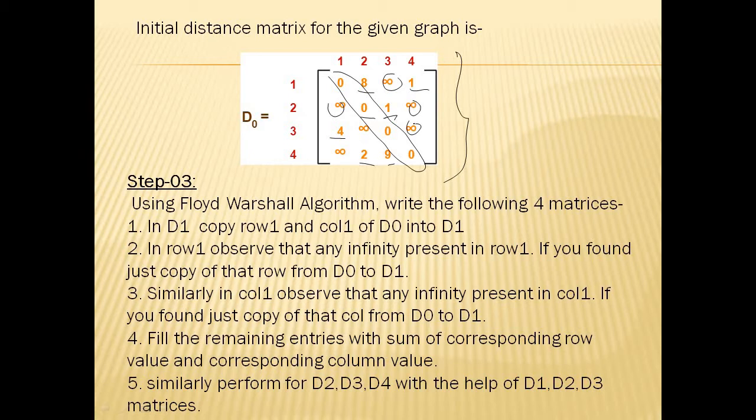And then after, we need to find the distance matrices, as many as the number of vertices we have. Here we have 4 vertices, so we need to calculate D1, D2, D3, D4. First I will explain how to calculate D1, and the same thing applies for the remaining ones. In D1, copy row 1 and column 1 of D0 into D1. So assume I found D1.